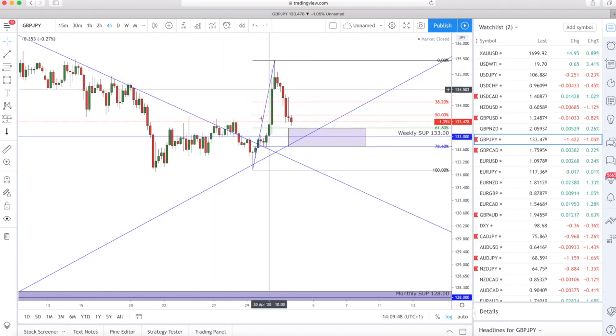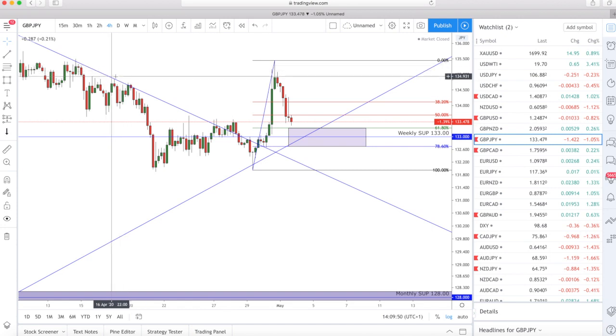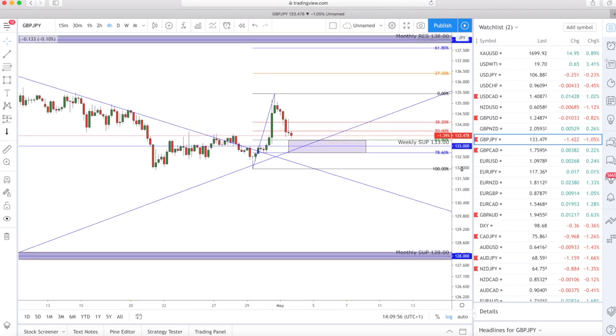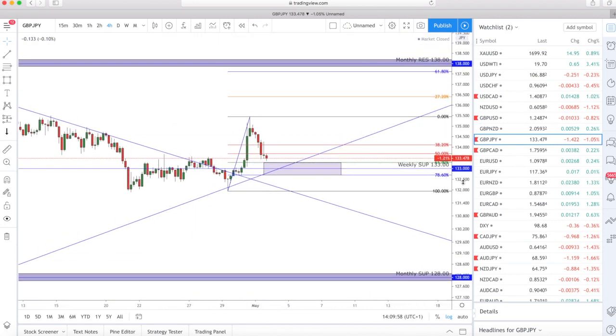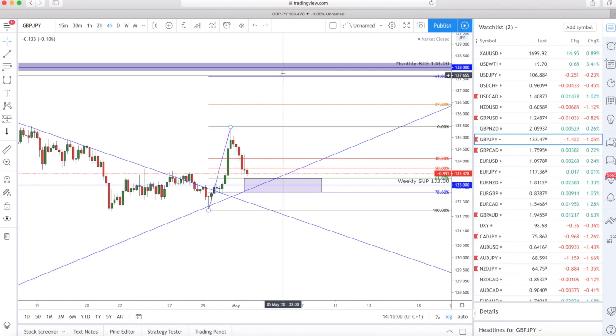So you can see we made a new high, broken out of the market structure on the 4 hour. So we could easily come back to this area, make a higher low before then making its move to the upside. As you can see, the 61.8 is fairly close to the monthly resistance.